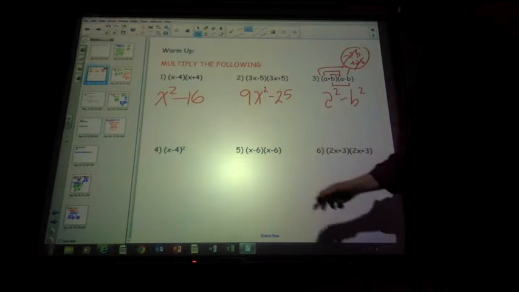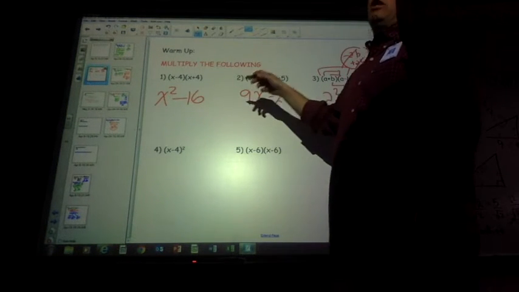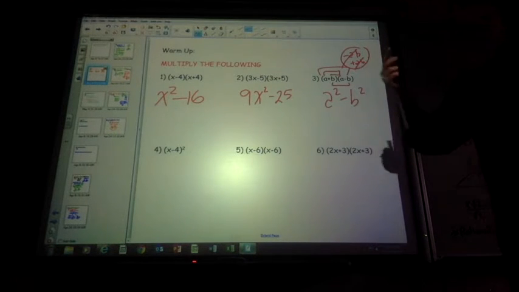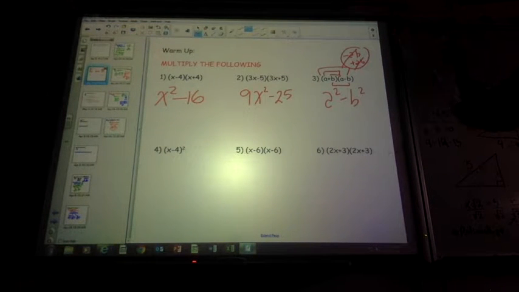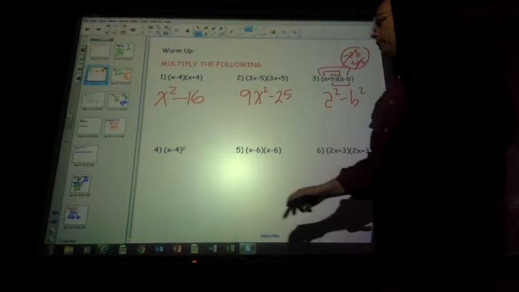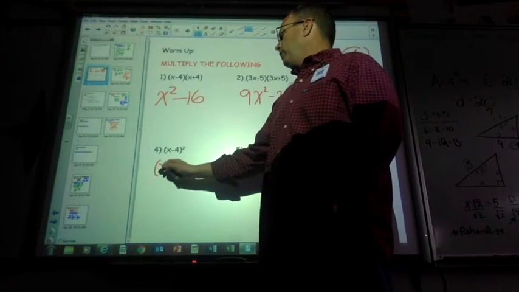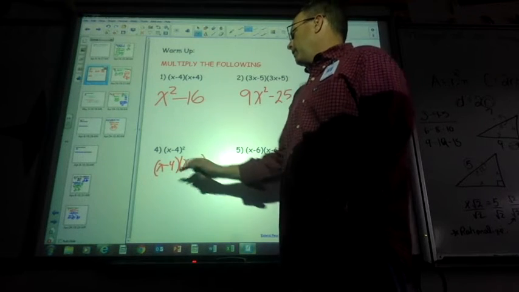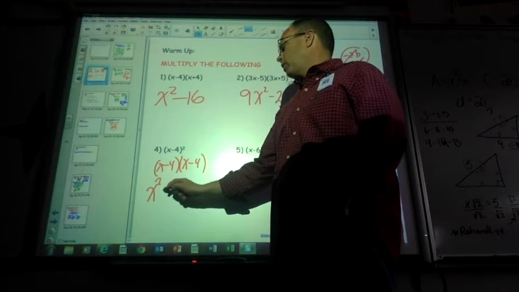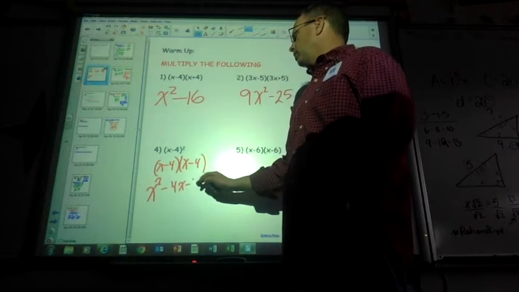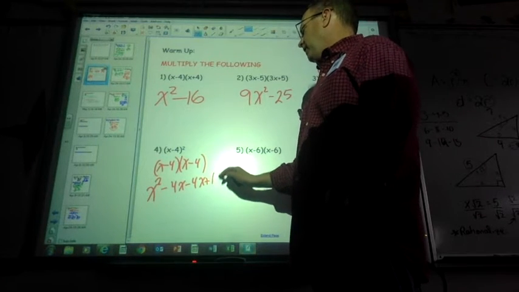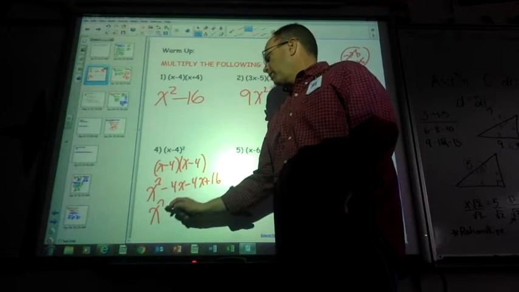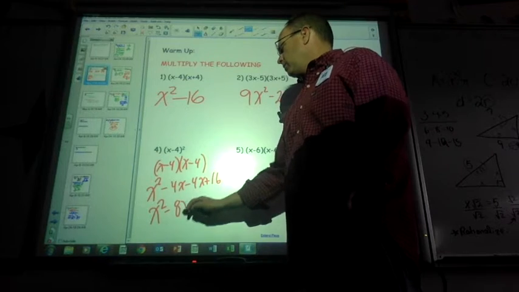Then number 4, so these are conjugates of each other. Conjugate is not conjugate. A conjugate is same binomial, one sign different. But this one, we'd have 2 of the exact same binomial. Okay, so if I multiply this out, this gives me x squared minus 4x plus 16. So that gives me x squared minus 8x plus 16.